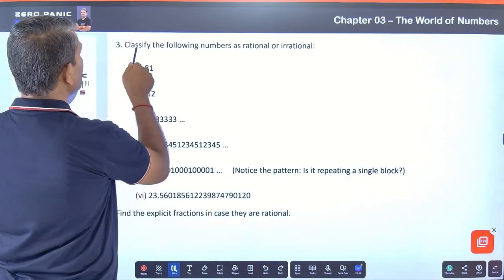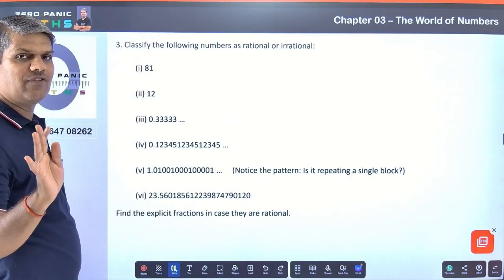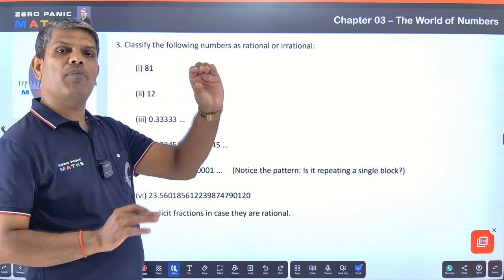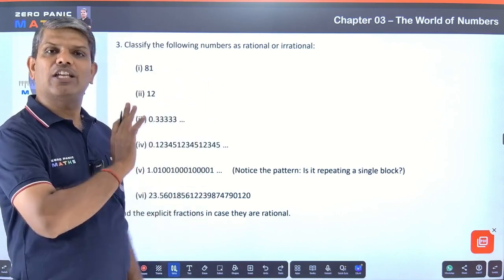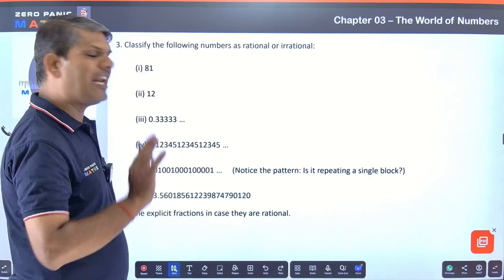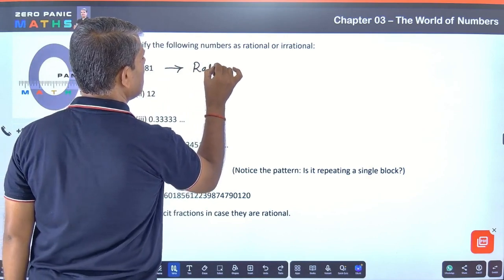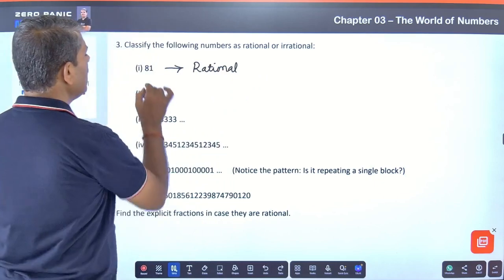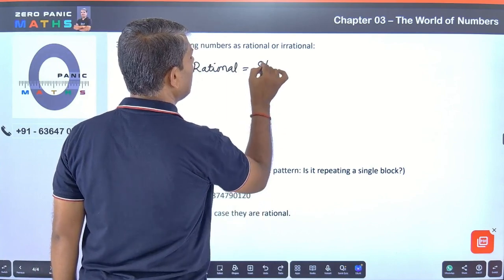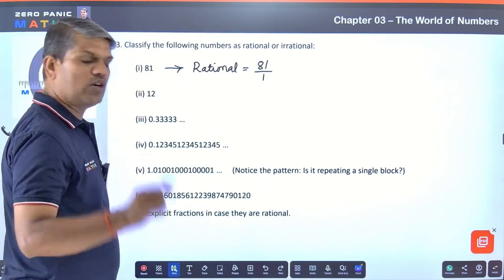Now the third question is: classify the following numbers as rational or irrational. We need to identify whether they are rational or irrational. You know the definition of rational: anything that can be represented in the form of p by q, where p and q are integers and q not equal to 0, is rational. Anything which is not in the form of rational is irrational. Now what is 81? 81 is rational, simple, because 81 can be written in p by q format as 81 by 1, where 81 is an integer, the denominator 1 is also an integer, and q is not equal to 0.